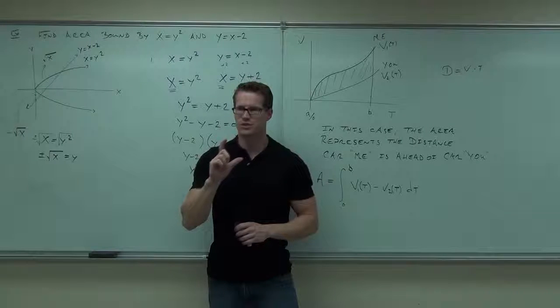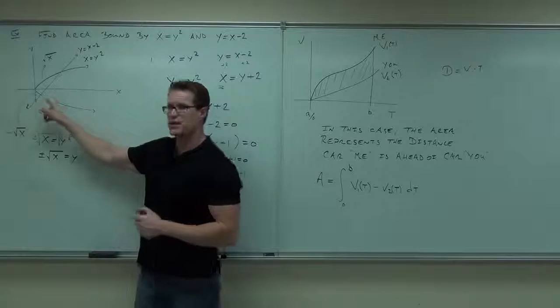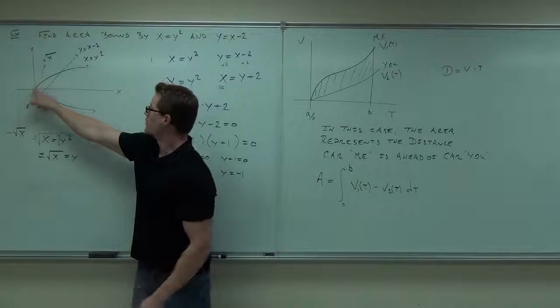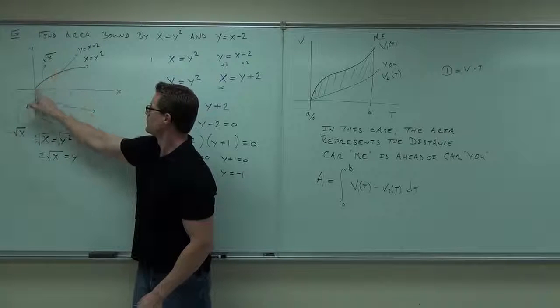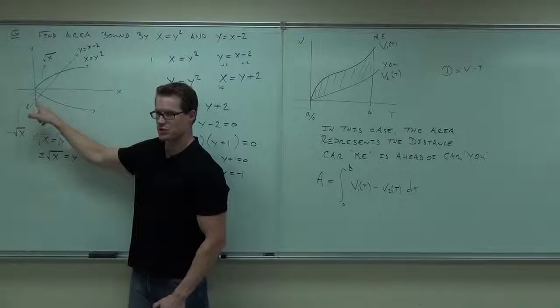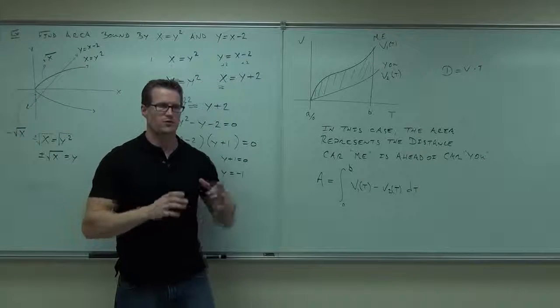Those are two functions in terms of x, and then a third one, y equals x minus 2. That's another function of x. So how many do we have all together? 1, 2, 3. 3 functions in terms of x. The problem is, we are in terms of x.